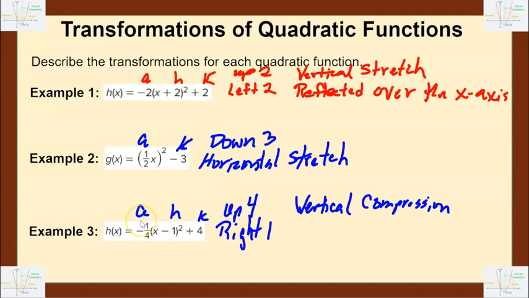And then there's a negative. The negative's on the outside, so it affects the y coordinates. So this would be a reflection over the x-axis. So that is a few examples of how you can describe the transformations of a quadratic function.